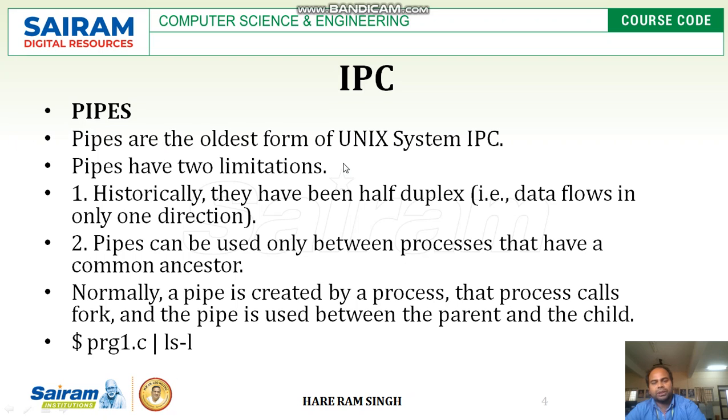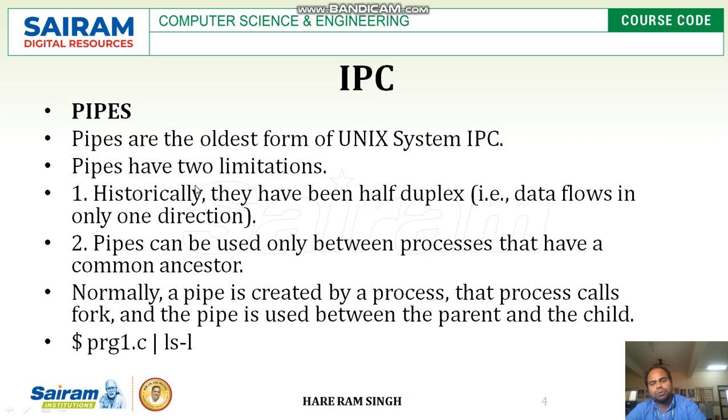What is a pipe? Pipes are the oldest form of UNIX system inter-process communication. Basically, a pipe is a thing which makes two processes communicate with each other. A pipe is a kind of buffer which can hold some data, so that one process can read the data from the pipe and another process can write the data into the pipe.